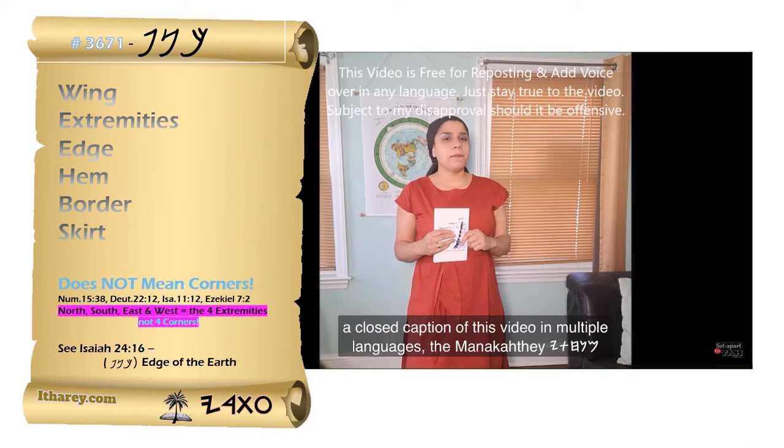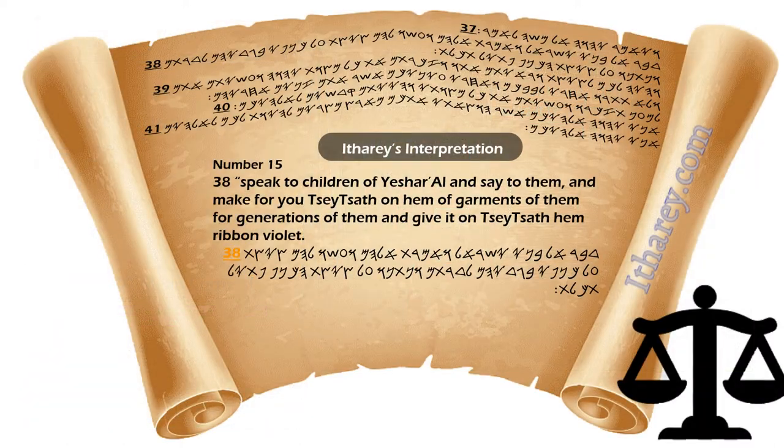And the vast majority of the scriptures agree, okay? Check out Isaiah 24:16. The word edge is the word kanap. And so you cannot communicate corner and edge at the same time. The hand sign does not communicate corner, and that's the point. So let's continue.